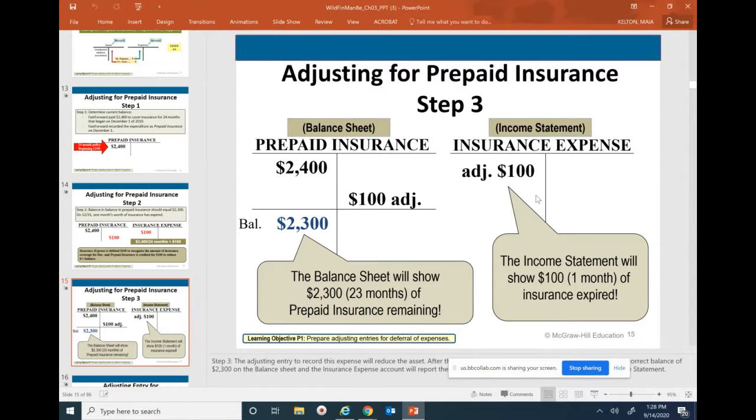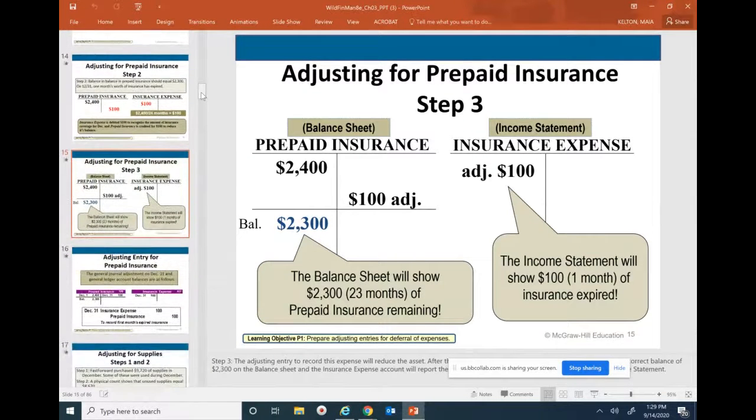So let me just pause here for a second and talk about the effect of this adjusting journal entry on the financial statements. You'll probably notice that this adjusting journal entry affects both the income statement and the balance sheet. It reduces a balance sheet account, but it also reduces profitability on the income statement because expenses just went up $100.